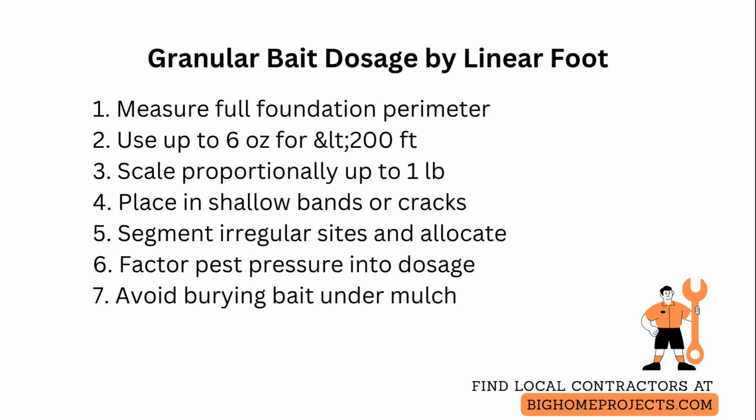Always factor pest pressure from recent activity, neighbor infestations, and seasonal conditions. Increase application toward the higher end of the range where pressure is elevated. Reduce when inspections and monitoring show low activity. Use consistent placement depth and avoid burying bait under mulch or heavy soil, which reduces availability, and check bait stability after rain or irrigation, reapplying small amounts rather than a single large dose when washout occurs.